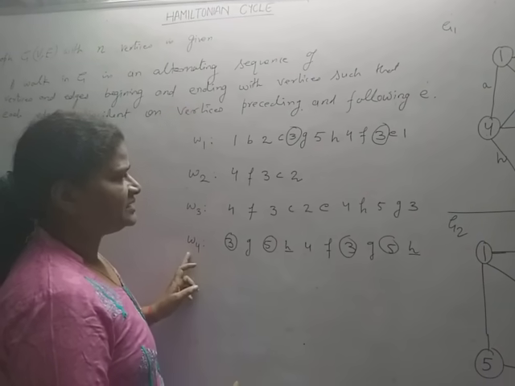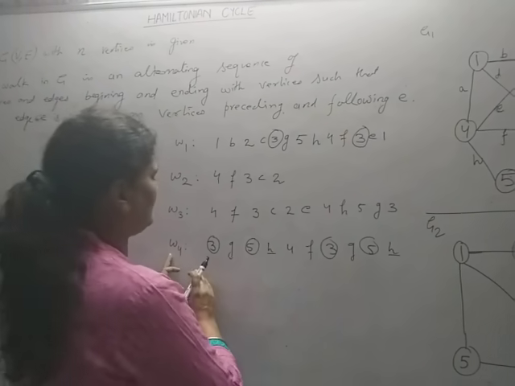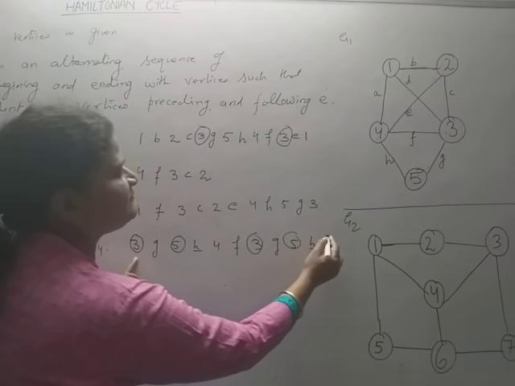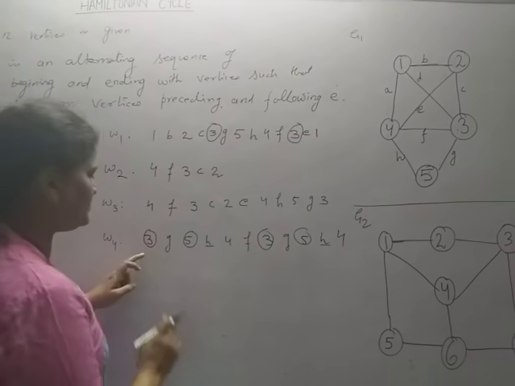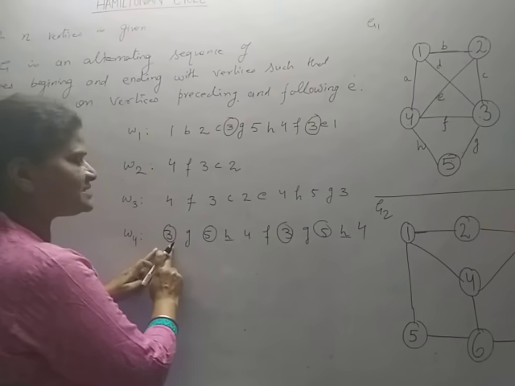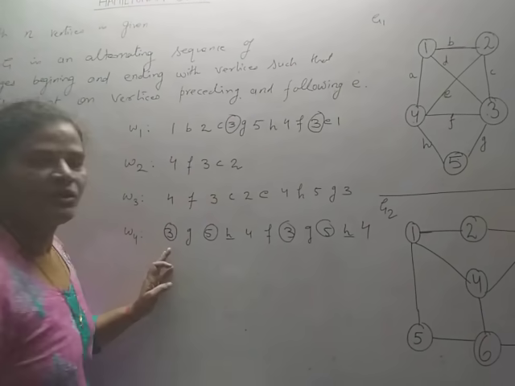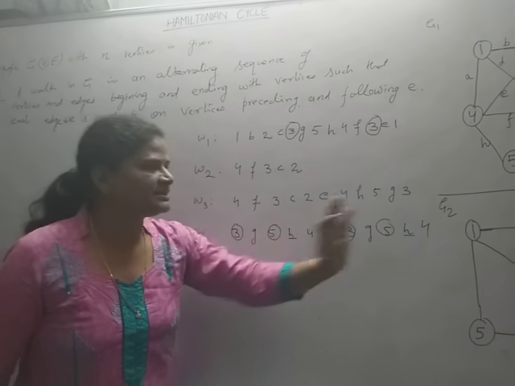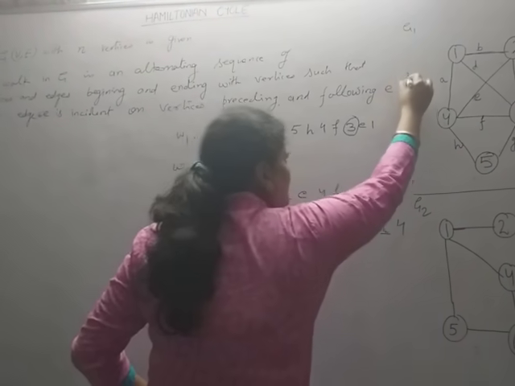Here, just see this walk, correct it: 5H4. It will not end at the 5H4; it always starts at a vertex and ends at a vertex. I have not written 4, so you correct it. This is 4.